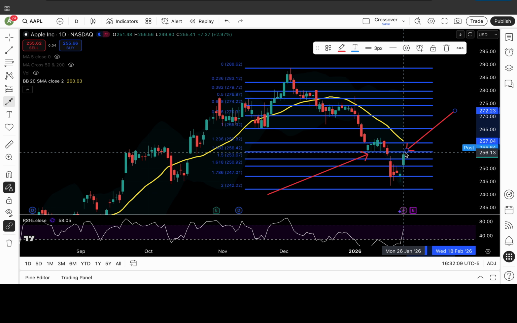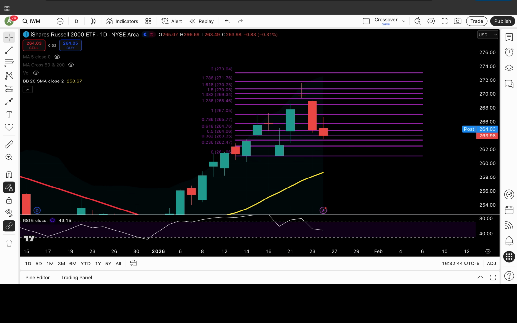If it rejects from 256.5, I need to see 255 and 253.67 fail as support, because that is the best time to trust rejection from resistance, when it can break down support levels. However, if 256.5 and 258 recapture and clear, I would be bullish on Apple and favor some more upside. Let's move this along to IWM.